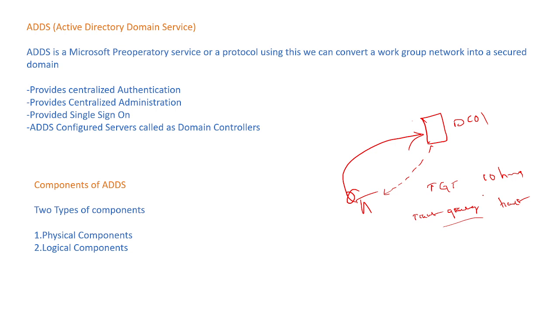That is called centralized administration. It means you don't need to log into the computer. You can do the administration in a central store called the domain controller. You just have to log into the domain controller, and from there you can control everything. You can administer everything. That is called centralized administration. The third one is single sign-on.